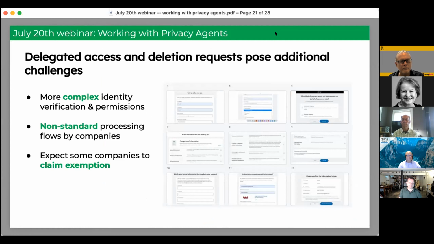When you get to access and deletion, you've got additional challenges because, of course, you need to make sure that the agent is trustworthy, and you need to make sure that the agent is authorized, and you need to make sure the consumer is who they say they are. So this is all kind of a gray area. Every company is sort of expected to implement its own approach to this.